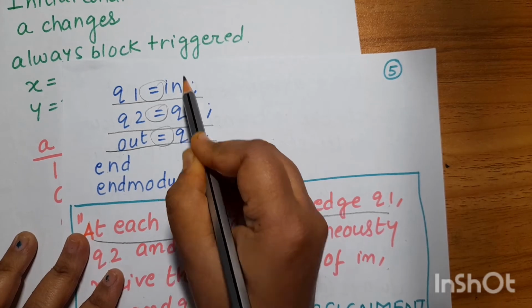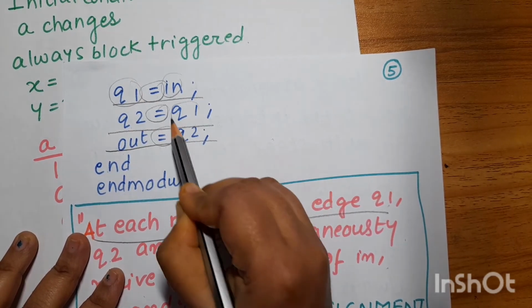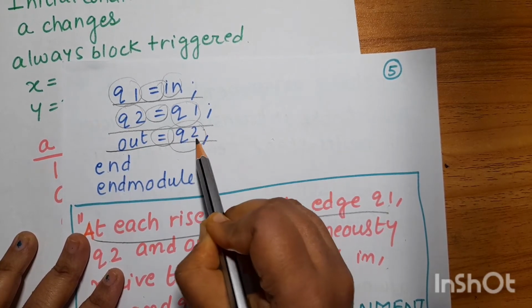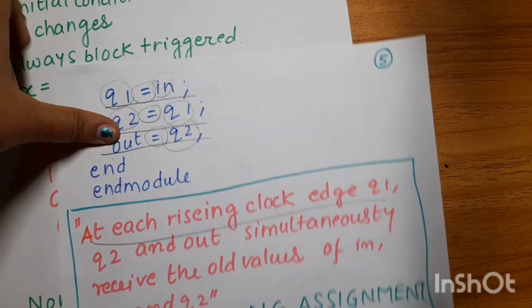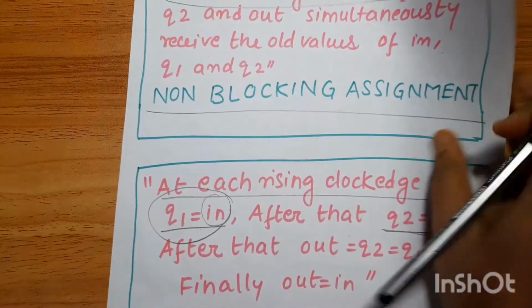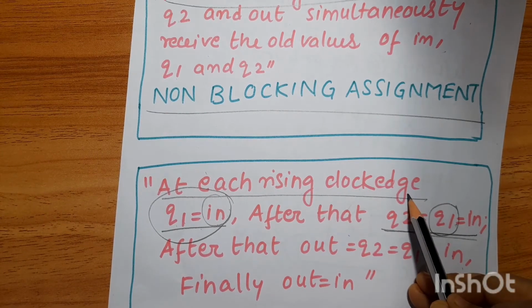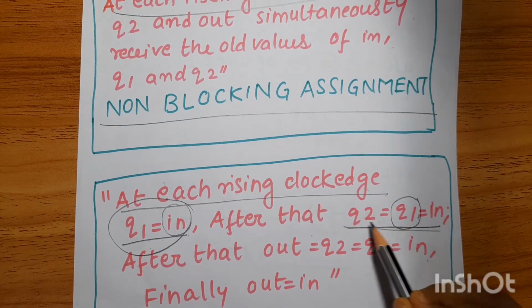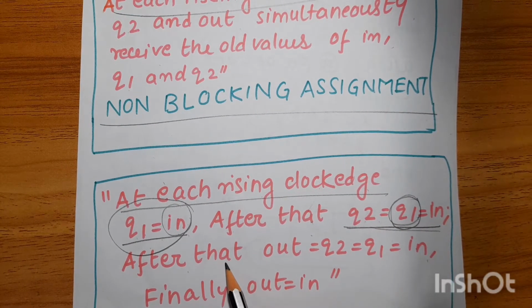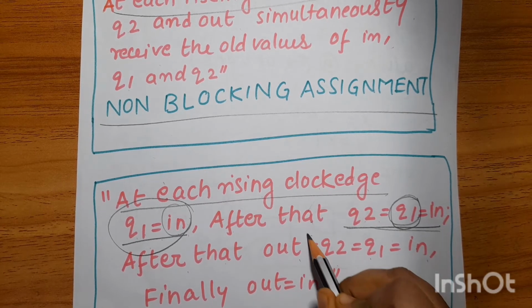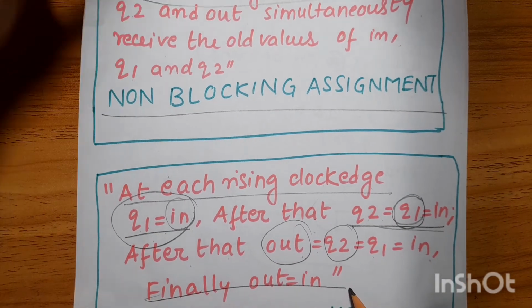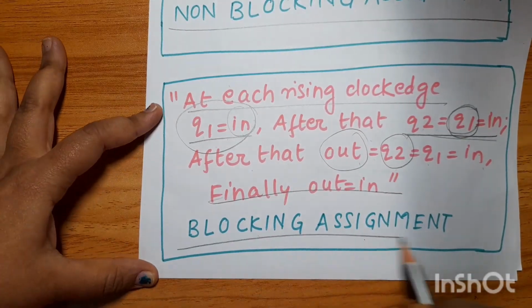Once Q1 is assigned the in value, then the new value of Q1 will come here and it would get assigned to Q2. The new value of Q2 will come here and it would get assigned to out. So this is how blocking assignment works. At each rising clock edge, Q1 is in. After that Q2 is Q1, which is in: the new value of Q1, Q2 will get. And after that out is equal to Q2, so out will get the new value of Q2. So finally out is equal to in. This is called the blocking assignment.